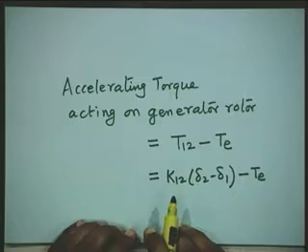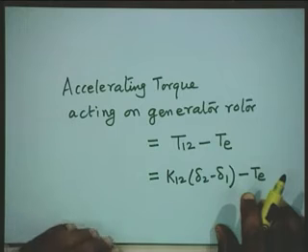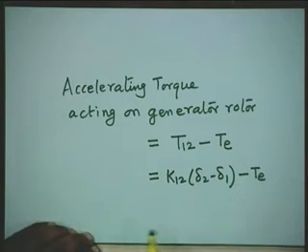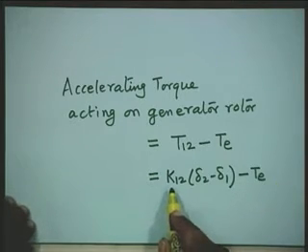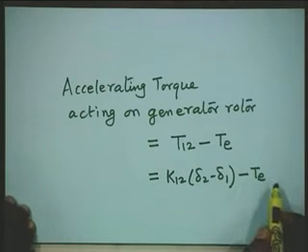Now, when we consider the damping of the generator rotor, the damping torque acts on the system in the direction opposite to the accelerating torque. Therefore, the net accelerating torque will be K12 into delta 2 minus delta 1, minus Te, minus d1 delta omega 1.